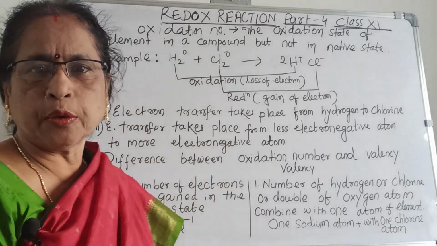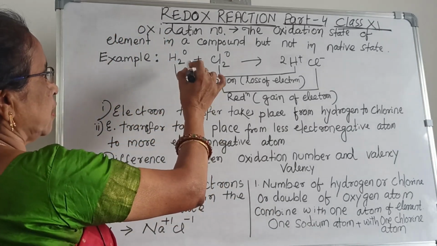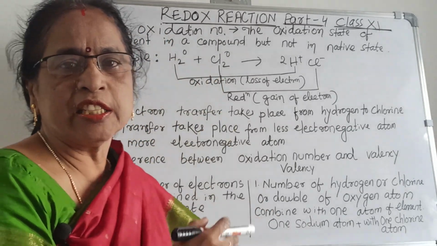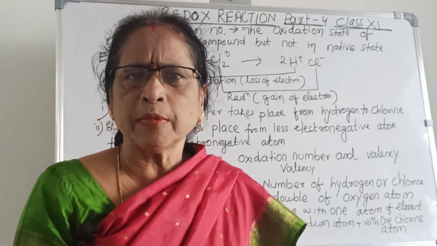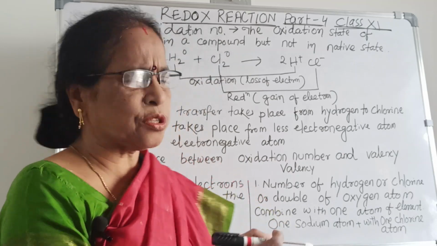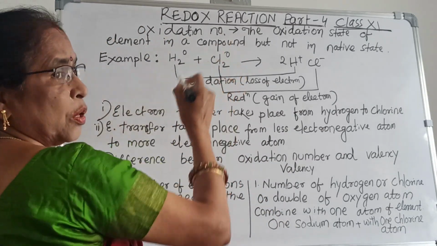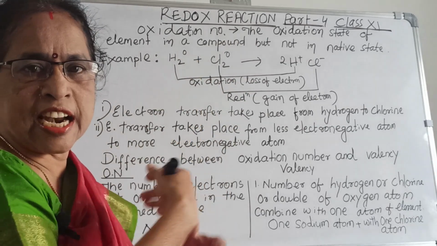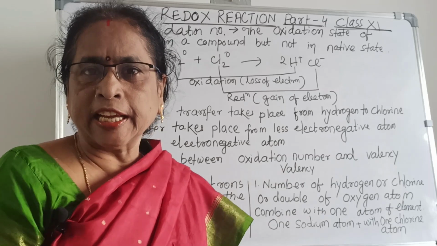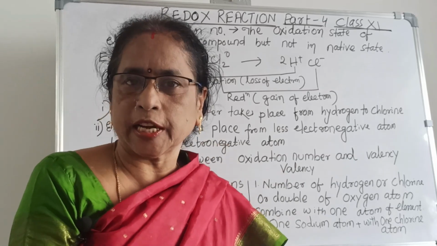The charge is 0. Charge is 0 means that the oxidation state is 0, or you can say oxidation number. Oxidation number means it is only a state in a reaction. So H2 0, chlorine 0, that means the oxidation state is 0. It is ready either to lose electron or to gain electron, according to the nature of that element.